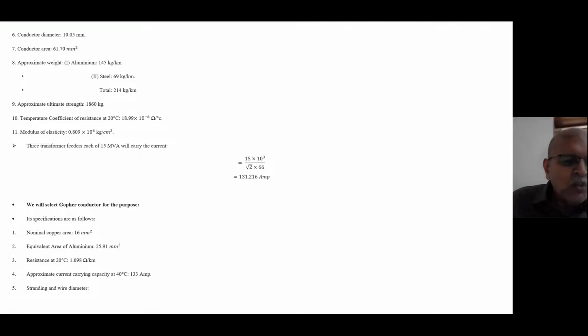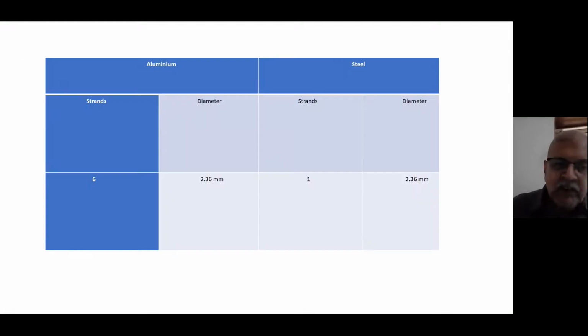Specification once again. Nominal copper area 16 mm square. Equivalent area 25.91. Resistance at 20 degrees centigrade. The approximate current carrying capacity is 133 ampere. You see, I am going higher. Stranding is also given. For steel, I am using 1 strand, and the diameter is 2.36 mm. For aluminium, 6 strands, and it will be 2.36 mm for each single strand.